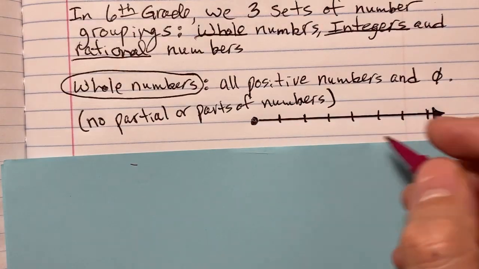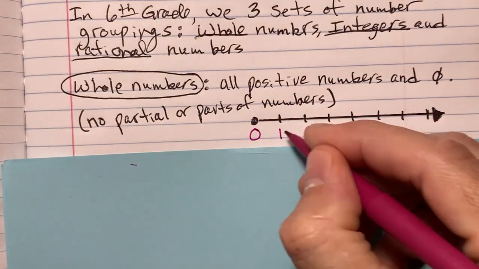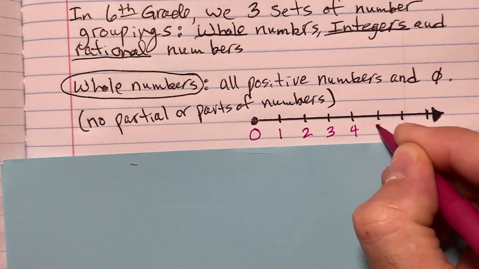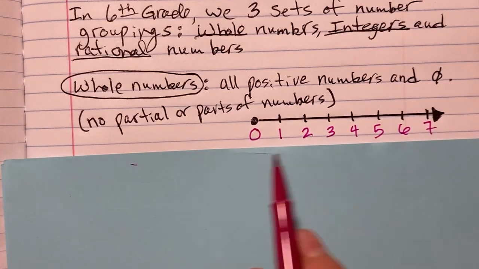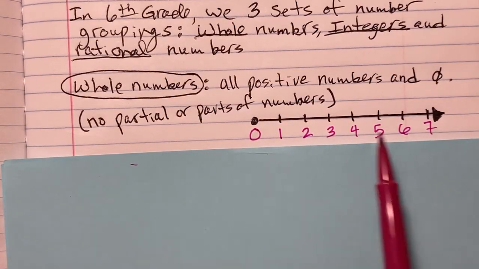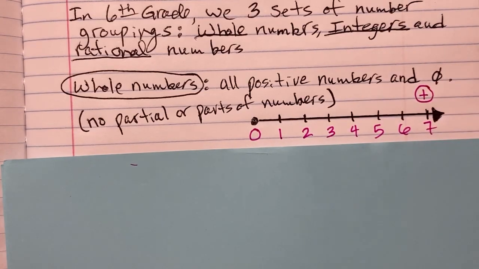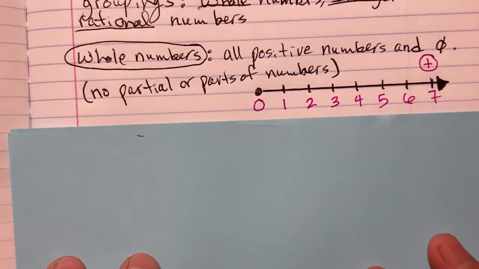Just draw a number line right here, and we're going to start with 0, 1, 2, 3, and so on and so forth. Going to the right, increasing, all of our positive complete numbers where there are no partial numbers. Okay, so that's our classification, our set, that is called whole numbers.